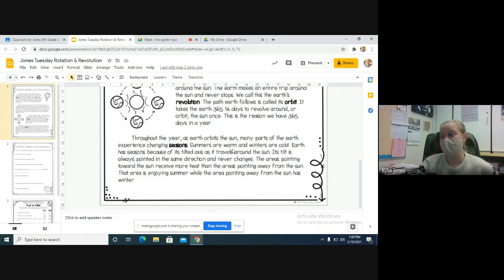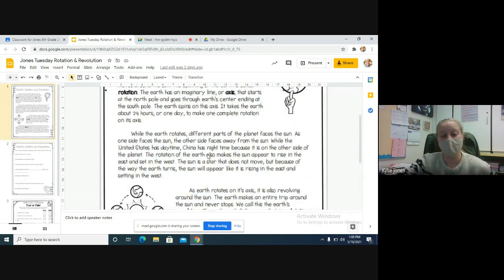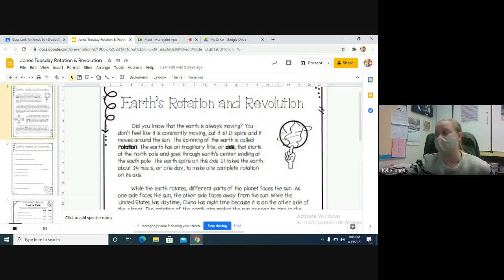That area is enjoying summer while the area pointing away from the sun has winter. So the closer you are to the sun at that point, the warmer it is for you. Because apparently you can't enjoy winter. Yeah, sometimes. So there's our little article.